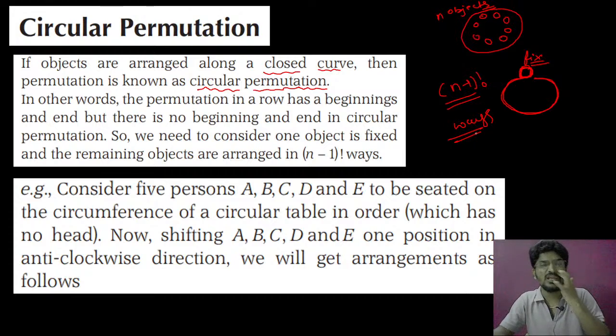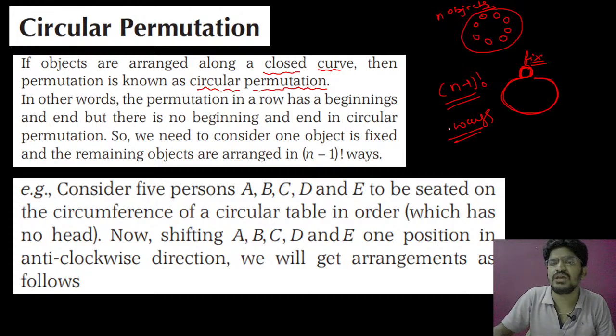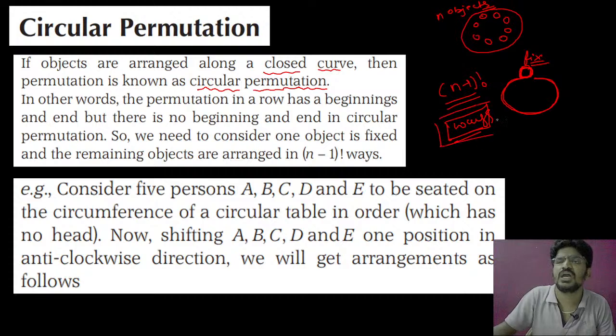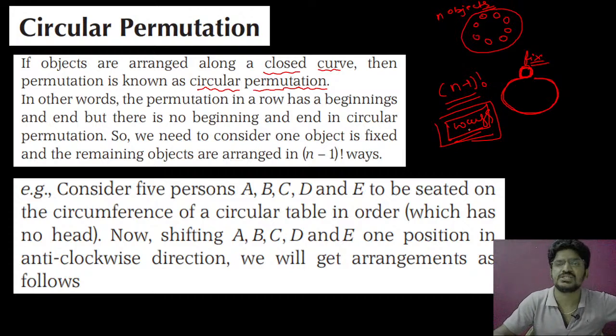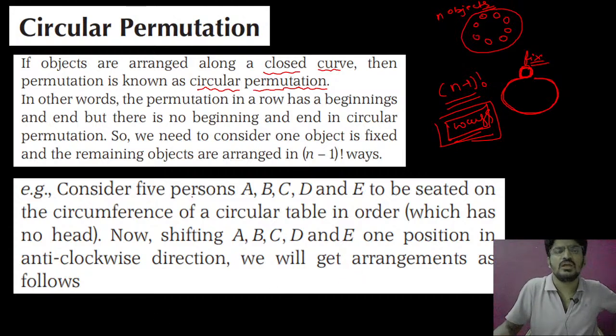So the circular permutation is given by n minus 1 factorial ways. I think everyone got this concept. Now we can go for one of the examples which I have taken here.